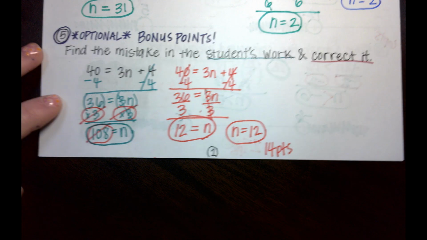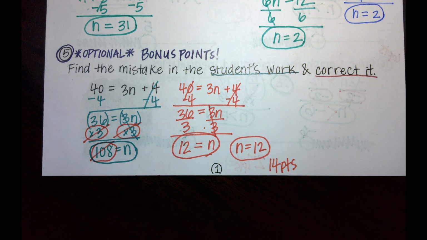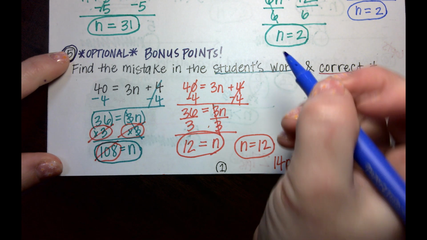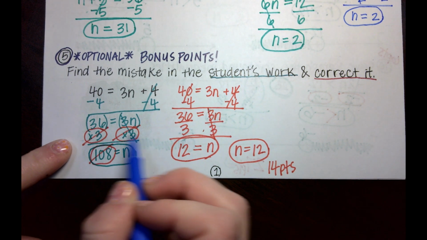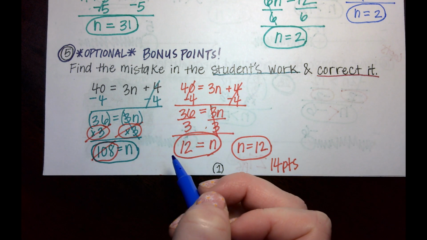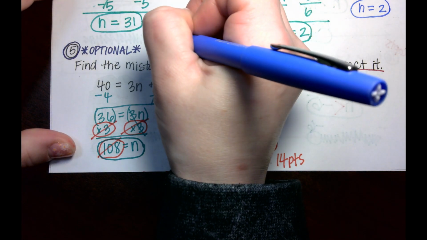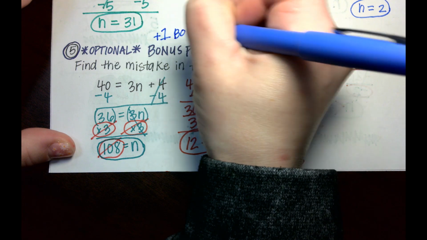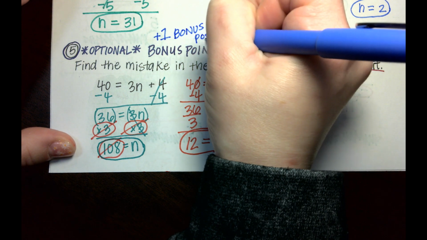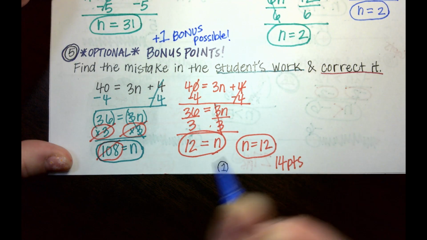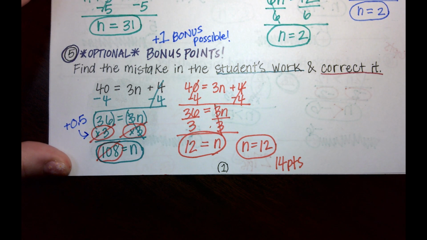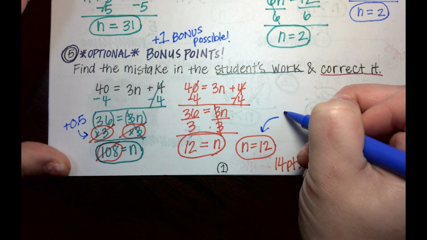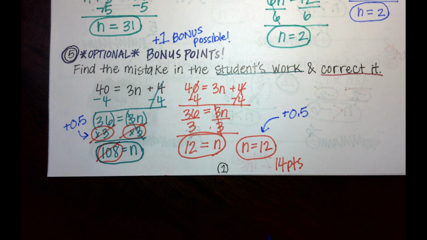So if you're curious about the bonus, on number 5, this is worth 1 bonus point. You will get half a point if you are able to identify the mistake. You'll get another half a point if you can correct it. So plus 1 bonus possible. Plus 0.5 for identifying the mistake, another 0.5 for correcting it.